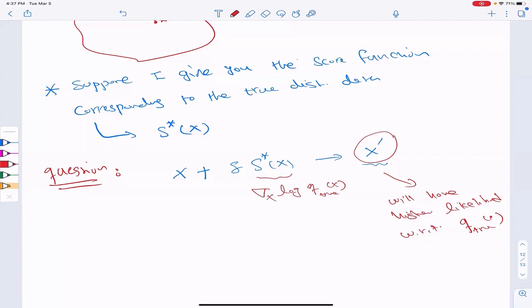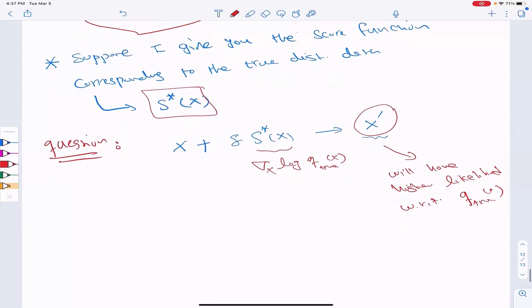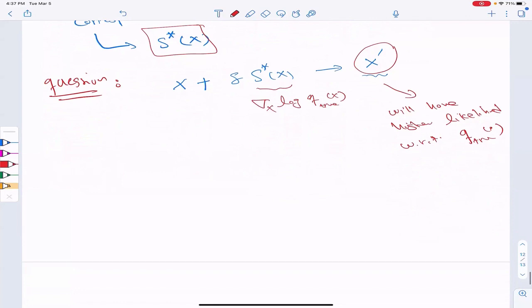Then maybe this gives me an idea. If I had this S star of x, the score function for the ground truth, maybe I can start with some points that are random, and I apply my score function repeatedly, and it will change my distribution. Hopefully, this will converge to my ground truth distribution. So I will start with some Gaussian distribution. In high dimension, Gaussian is concentrated, so maybe not the best visualization. I'll just draw it like this. It's a 2D Gaussian distribution.